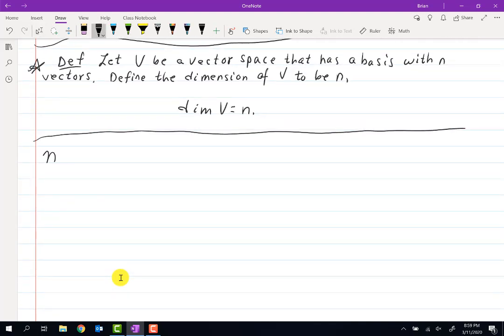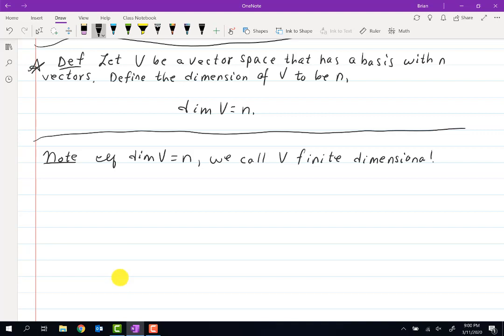Here's a couple of notes that we want to make. Note, if the dimension of V equals some number n, we call V finite dimensional. There are such things as infinite dimensional vector spaces, like the set of all polynomials where you have no limit to how high the powers of t can go. That's an infinite dimensional vector space. We don't do much with them. Maybe we'll use them as an example here and there, but we don't really study them that much.